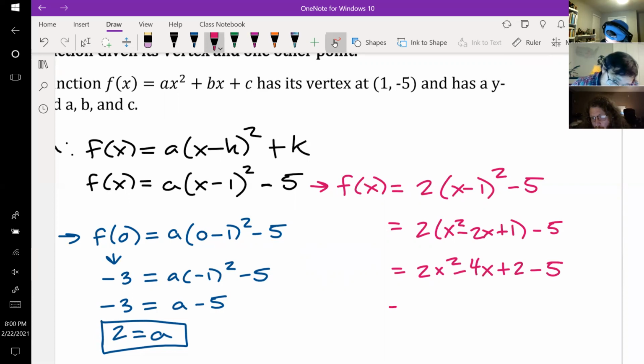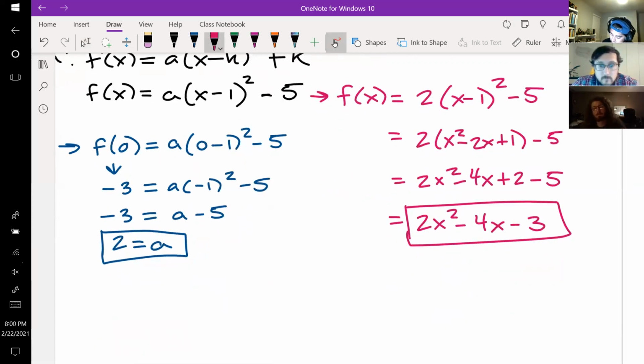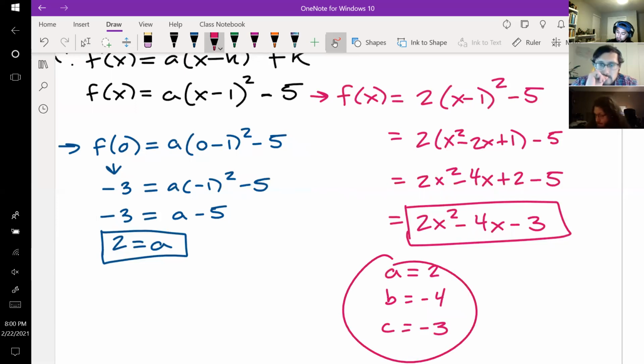Actually, we knew c all along, right? Right, Carl? Yeah. 2x squared minus 4x minus 3. And now, y'all, what are the values of a, b, and c? Well, just the coefficients: 2, negative 4, negative 3. There we go. And that's what we're looking for.